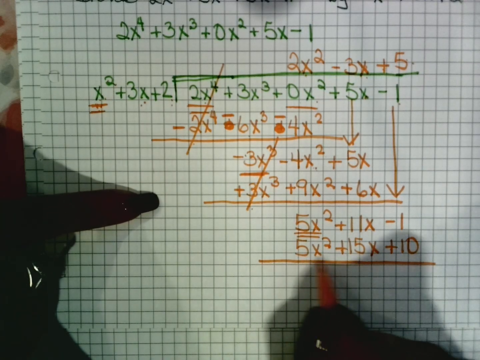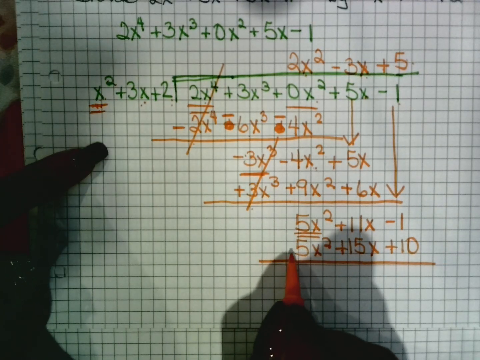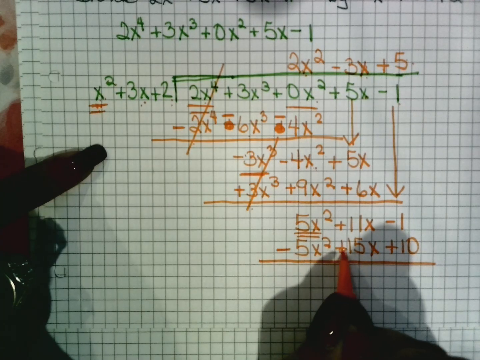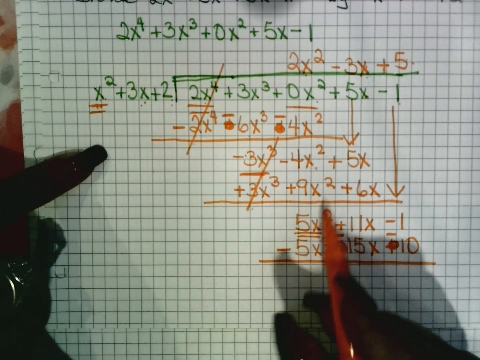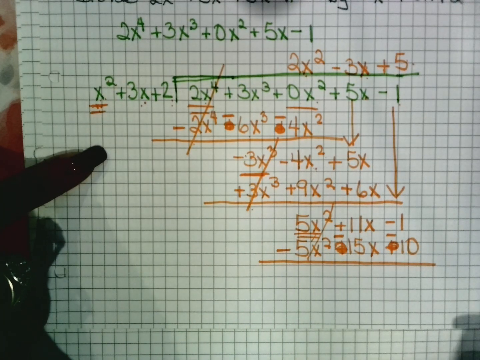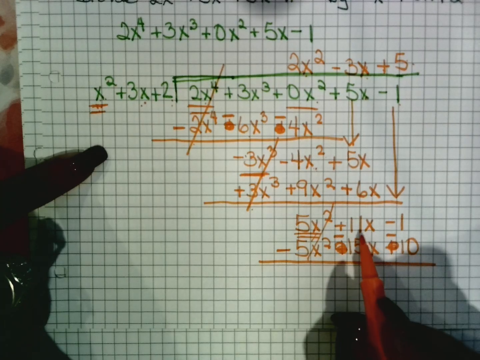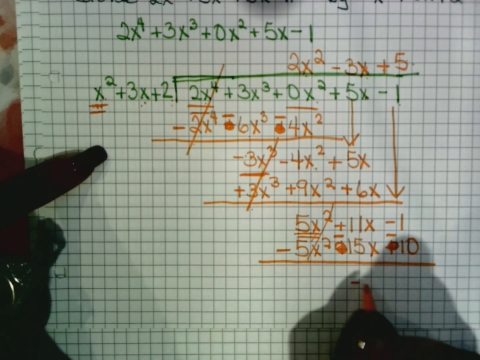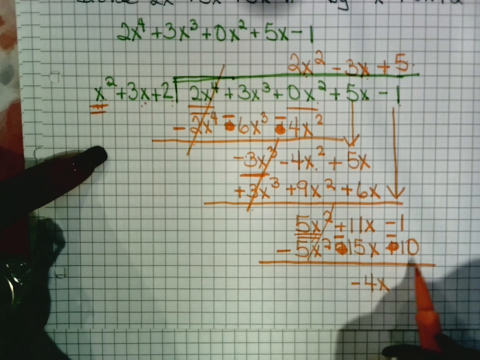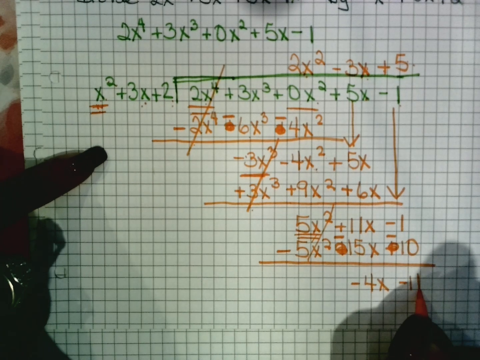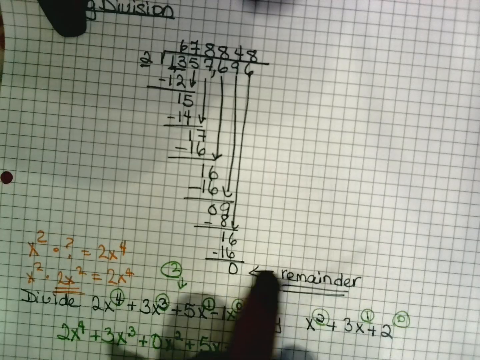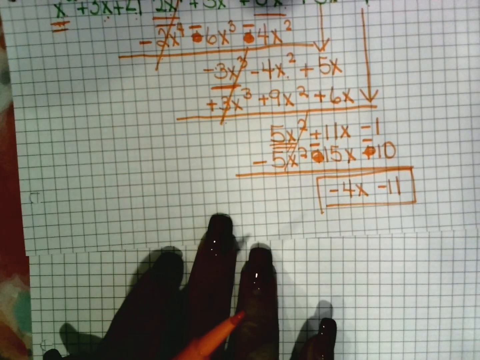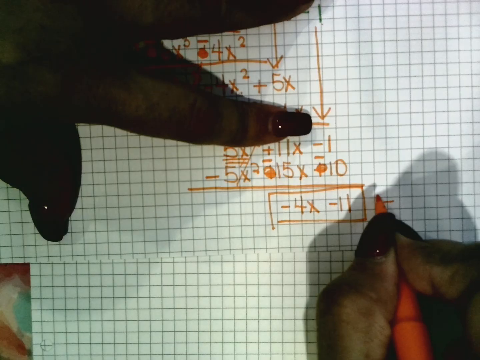Once again, we're going to subtract this bottom polynomial, so that means if it was positive, it's going to become negative here, negative there, and negative there. And we go ahead and add these now. That goes to 0, which is what we would expect. We have 11x minus 15x, that's negative 4x. We have negative 1 minus 10, which is negative 11. And just like we did this part here, where we got to the very end and we had, in this case, a remainder of 0, this is also your remainder.